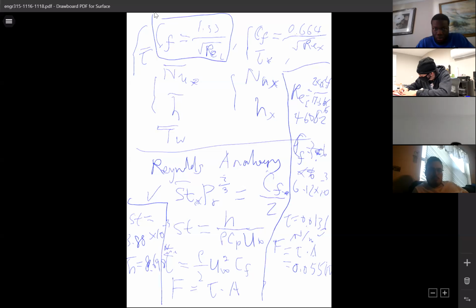Then it's your overall heat transfer loss. Q will be h A delta T. So what is the total loss? It's 114.8 watt. So this is the process of solving a heat transfer problem through a flat plate.